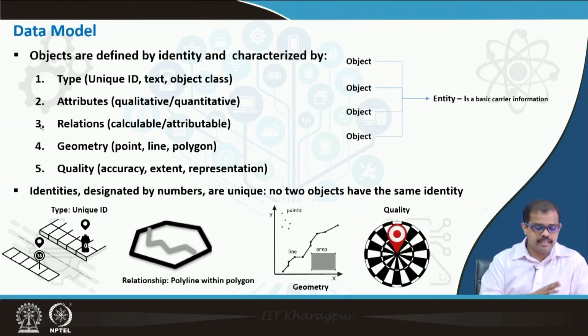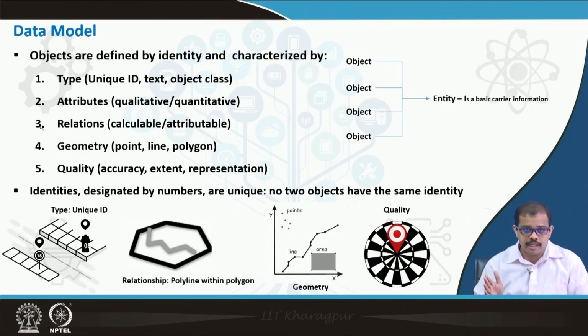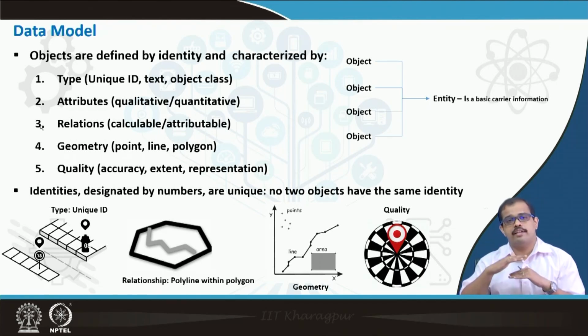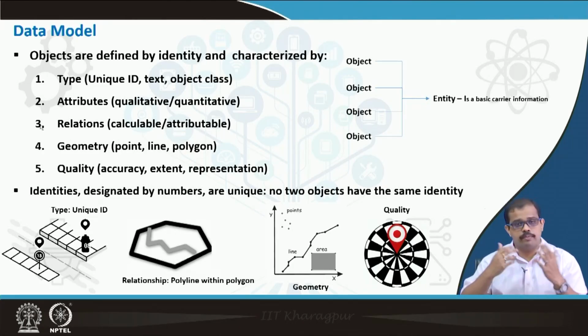So identities, designations by numbers, are extremely unique. No two objects will have the same identity. If two objects do have the same identity, it means it is giving you a bad result, because your database would not be able to handle both with the same identity, and finally you may get a wrong result, or you may not even get a result. So that is how a database works.